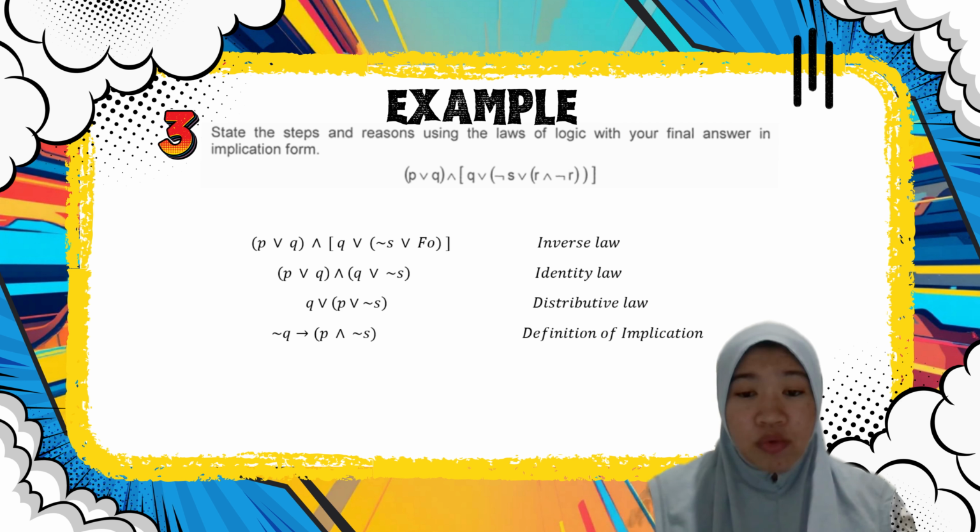And then we will use distributive law. We will get Q or P or negation S. And then we will change them to implication form. We will get negation Q implies P and negation S.